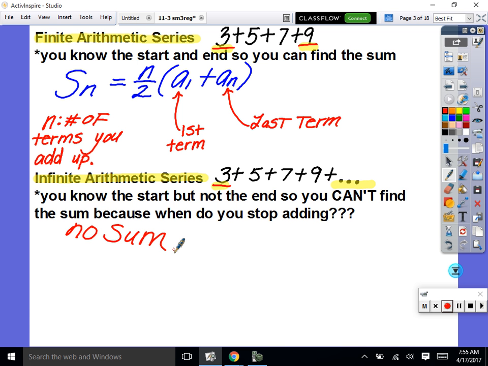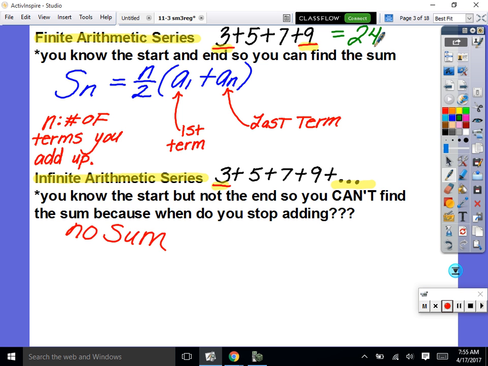So with this one, for example, wouldn't it be easier just to actually add them up by calculator? 3 plus 5 plus 7 plus 9? Yes. But it won't always be easier to do it that way. So let's do it that way. Real quick, on your calculator, type in 3 plus 5 plus 7 plus 9. What do you get? You get 24. Okay, so that equals 24.